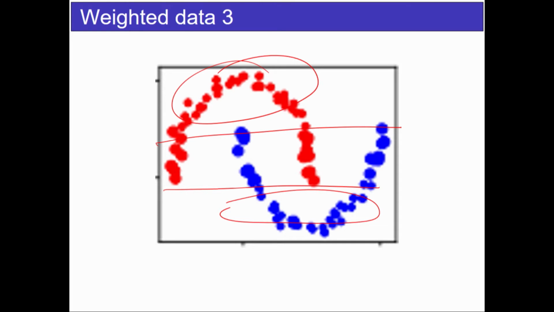Now, once again, these points are essentially worth 2.33 times those points. Okay. Now we want a weak classifier. What's a good weak classifier now? Horizontal line or vertical line? Now assume that these are sufficiently heavy. Instead of 2.33, say it is 100 for simplicity. What would you do now?